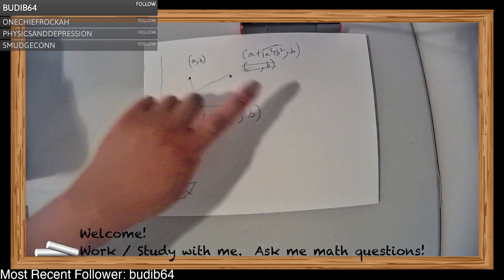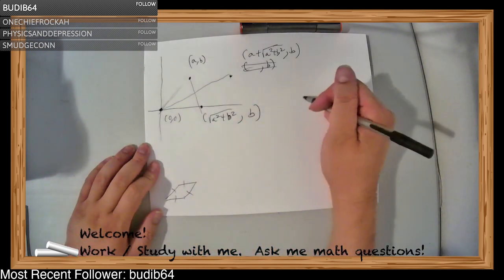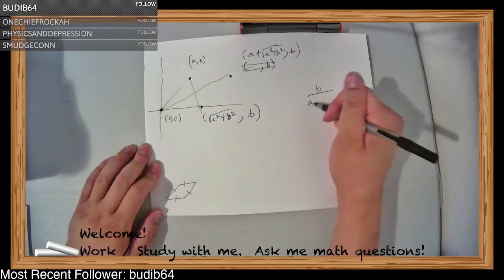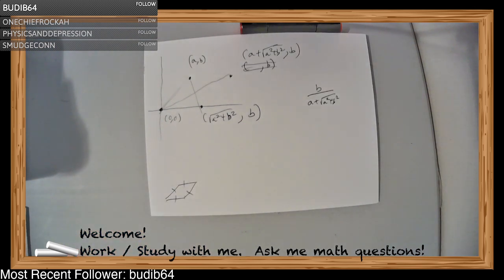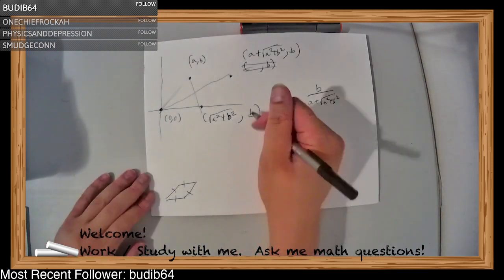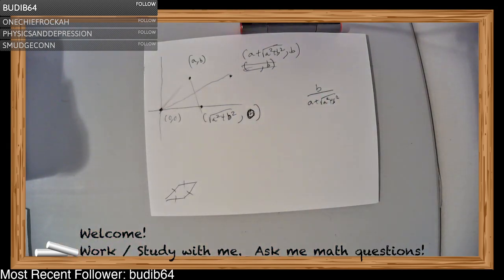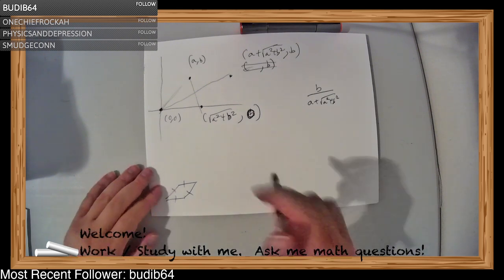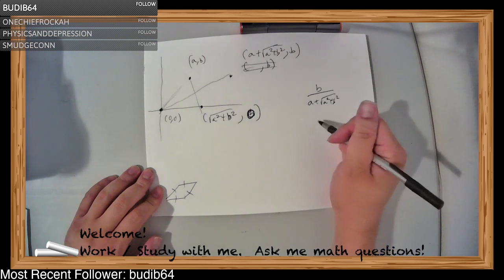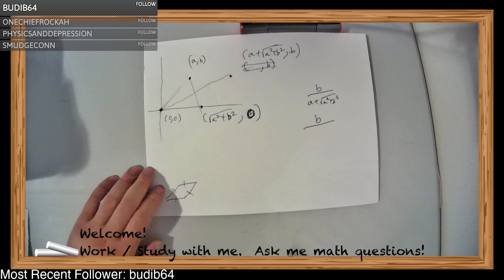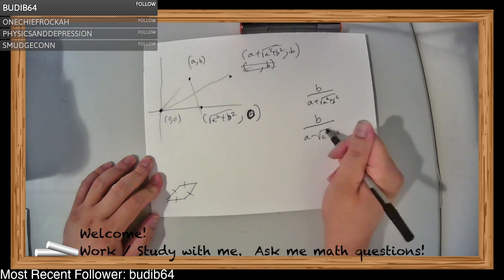So I'm going to find the slope of that one and the slope of this one and hope they are negative reciprocals. So the slope of this one is not too bad. It is b over a plus square root of a squared plus b squared. The slope of this one... Oh, just kidding, this is a 0. I apologize. So the slope of this one is, I want to say, equal to b over a minus square root of a squared plus b squared.